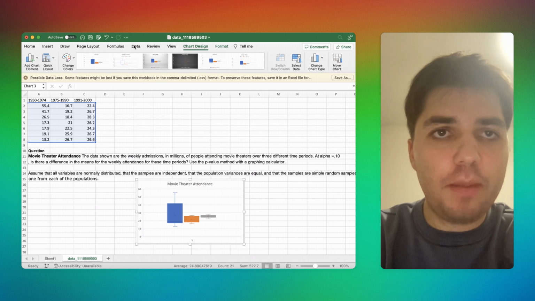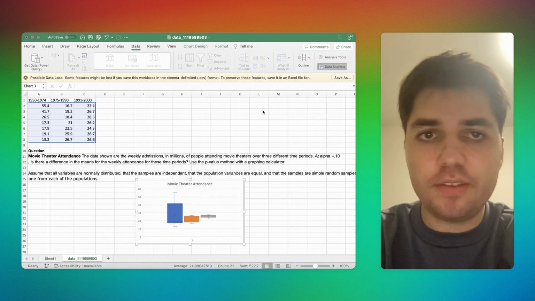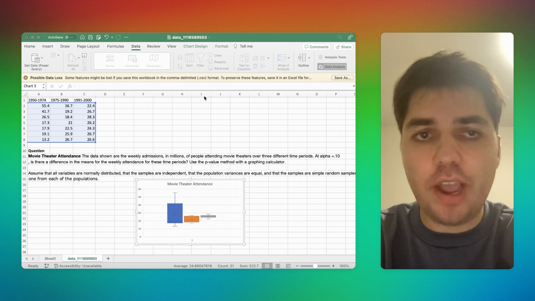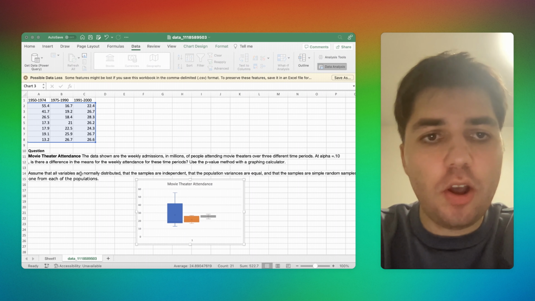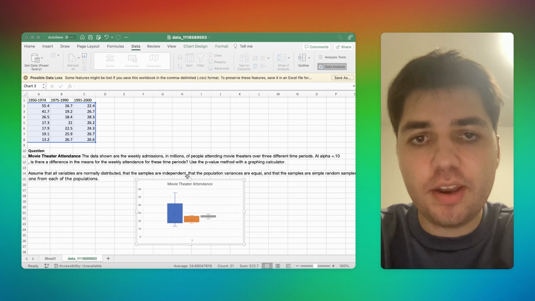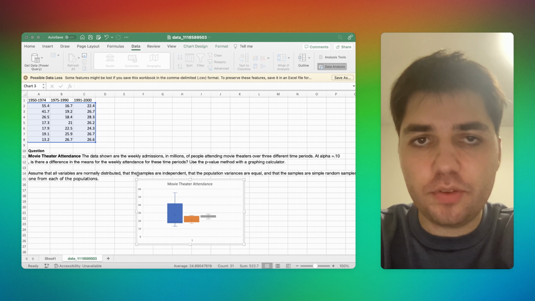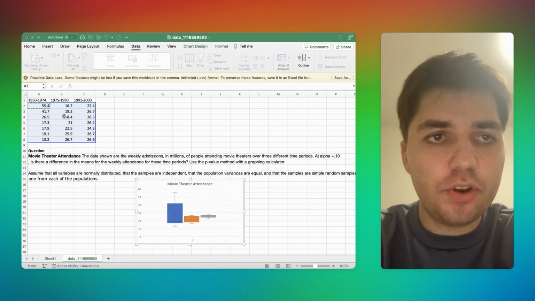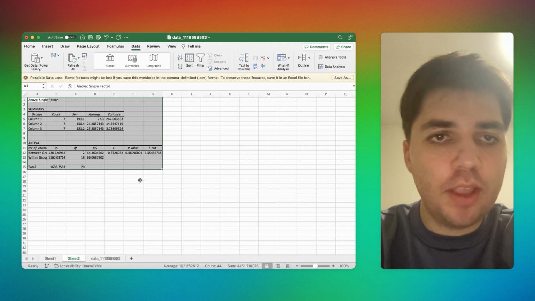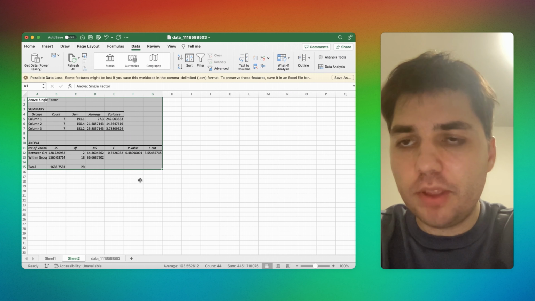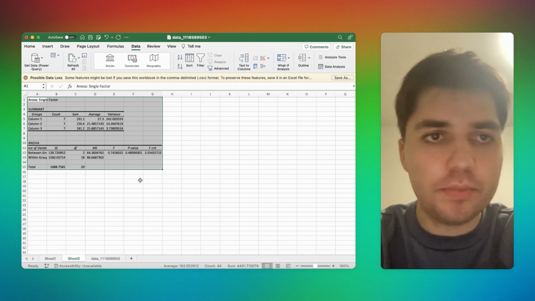So in order to analyze the data, I'm going to go to Data, I'm going to go to Data Analysis, and I'm going to scroll up to ANOVA single factor. And one way you know this is a single factor is because you can assume that all variables are normally distributed, the samples are independent, the population variances are equal, and the samples are simple random samples, one from each of the populations. So I'm going to click OK. I'm going to click my range of data, and then I'm going to click OK. And it was important to note there that it does say sort by columns or rows. And because my data is sorted by columns, make sure you click columns.